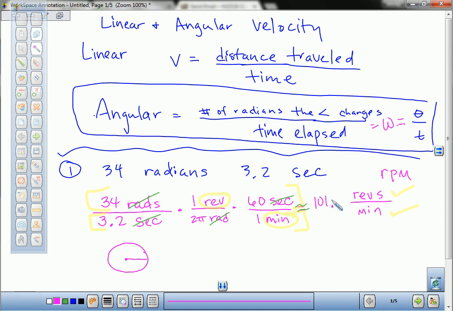Wait, how do you get rid of pi? You divide it by pi? I got 1,000. You got 1,000? I got 101. You must have left off something. I got 101.46. Check your math. Check your numbers. How did you say you get rid of pi? Just multiply the numerator with that, multiply the denominator with that.